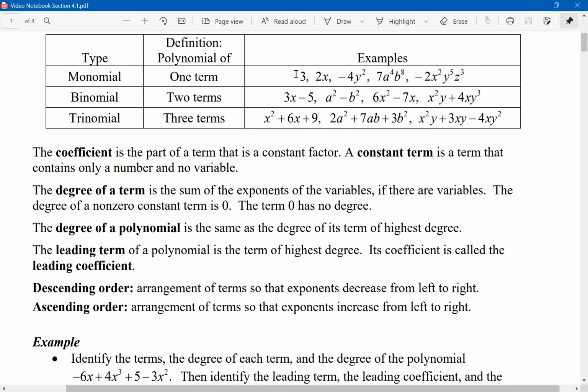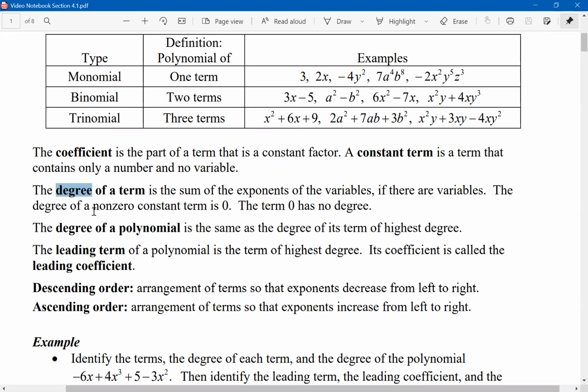Or 3 is a coefficient. It's just a constant term. All right, so the coefficient is the part of a term that is a constant factor. In math, when we see the word constant, that generally just means it's just a number, okay, not a variable. Let's see. The coefficient is the part of a term that is a constant factor, so just a number. A constant term is a term that contains only a number and no variable, like this example of 3 up here. Okay, the degree of a term is the sum of the exponents of the variables if there are variables.